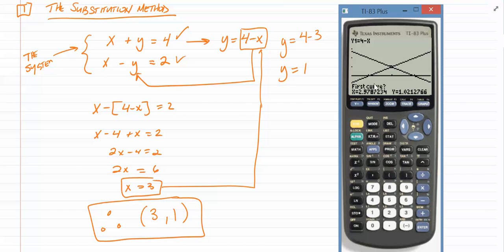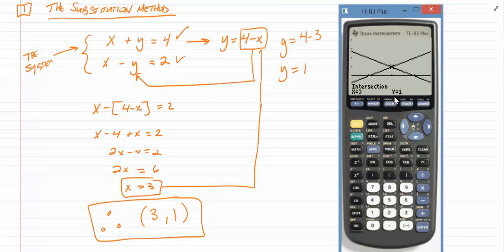So right now your calculator is asking you for the first curve. Notice if you move left or right, it will stay on one of those curves. Curves in this case are the lines. So once I'm on this curve, I hit enter. And then notice it jumps to the second curve automatically, right? So then I can hit enter again. And then the calculator says, do you want to guess where they meet? Just say, no thanks, or just tell me where they meet. And check it out. Boom, they intersect at 3, 1.